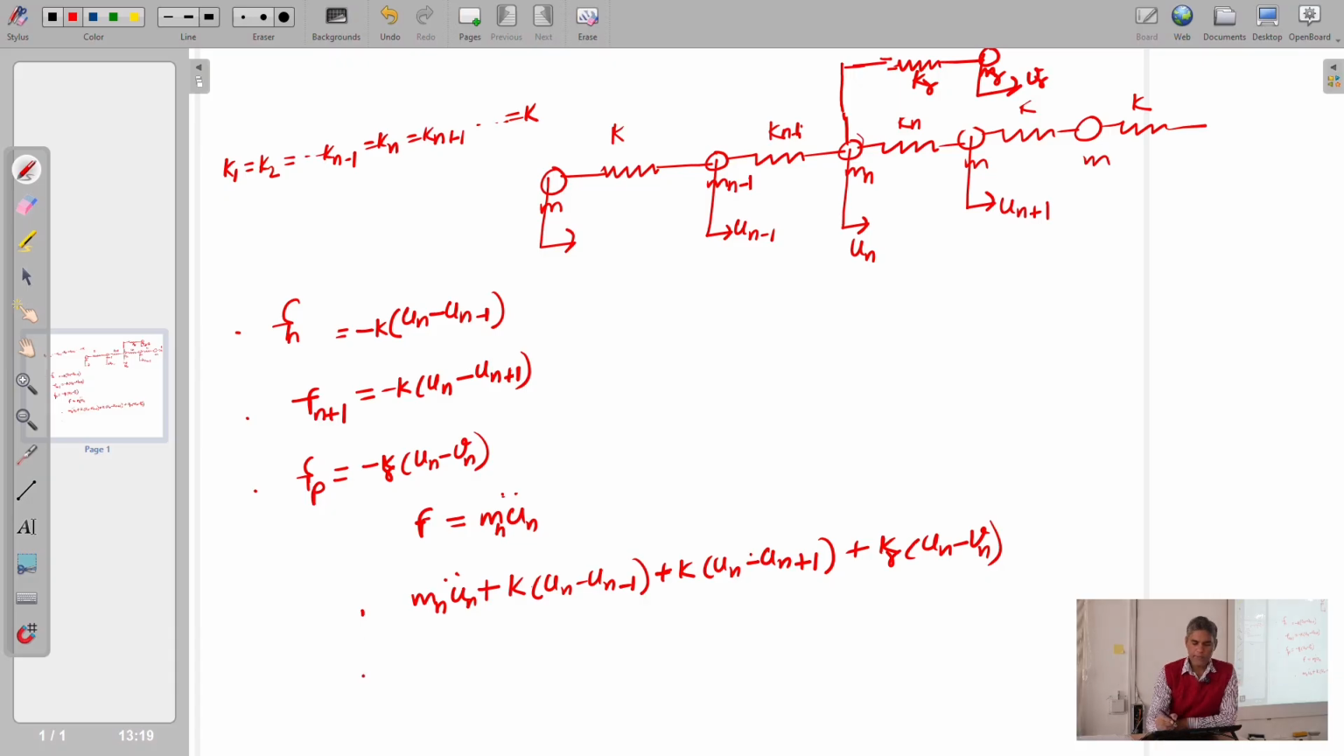Similarly, we can have the equation for the free body diagram of this resonator, and that will be what? Mr Br double dot plus Kr, and in this case it will be Bn minus Un, is equal to 0. So we have these two equations, right?